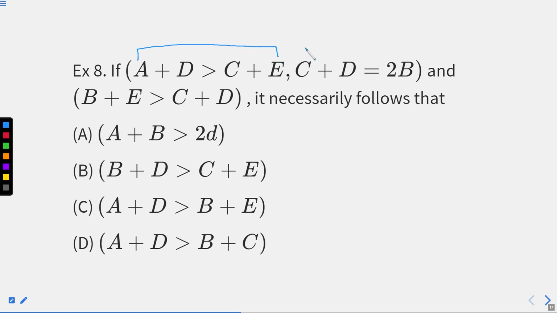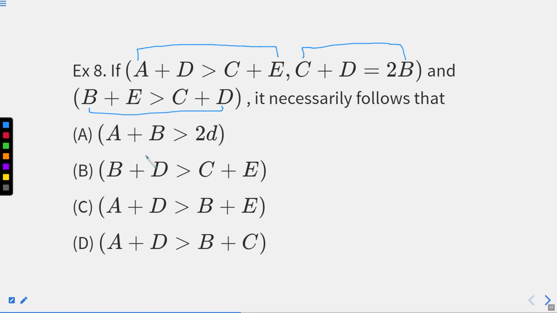The second expression says C plus D comes out to be twice of B. So again, mark it like this. The third expression says B plus E is greater than C plus D. Again, mark it. Now we have three different expressions. Now, by using the conditions given in all three expressions, derive one of them. Try to find which one of the following is correct.